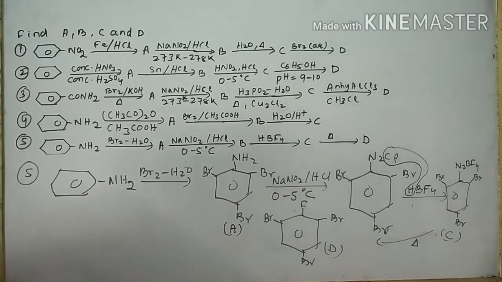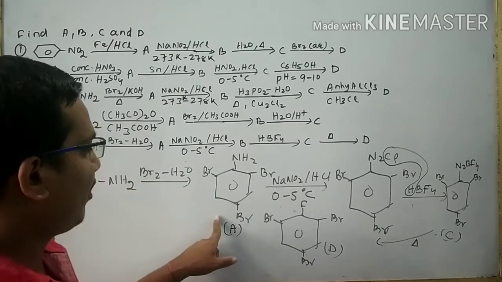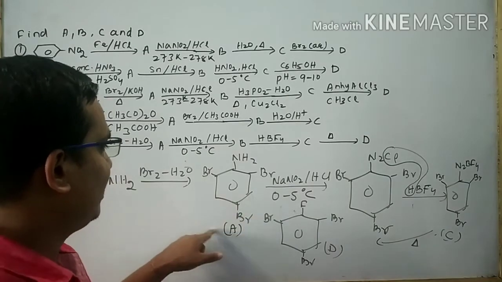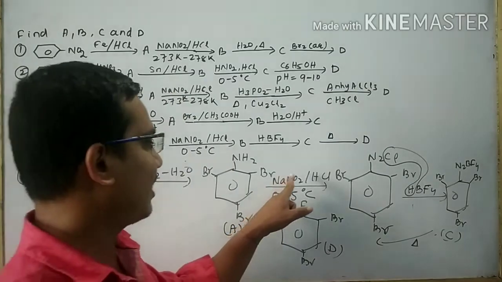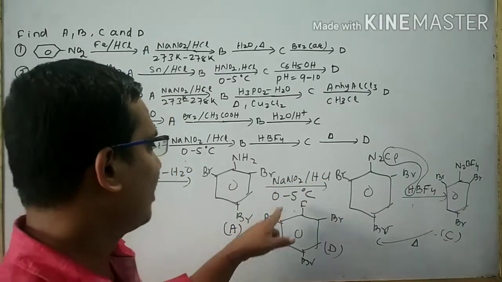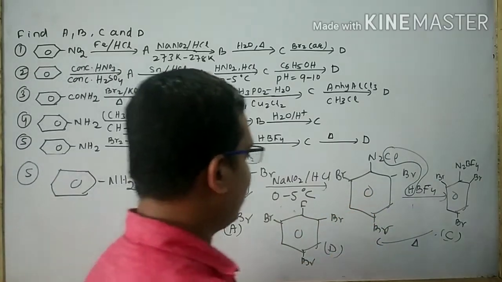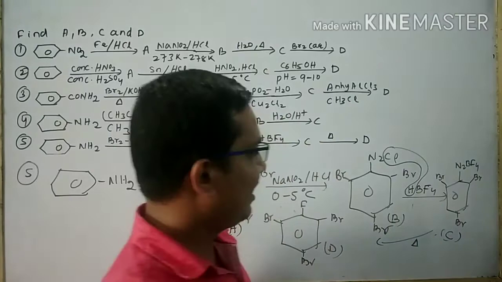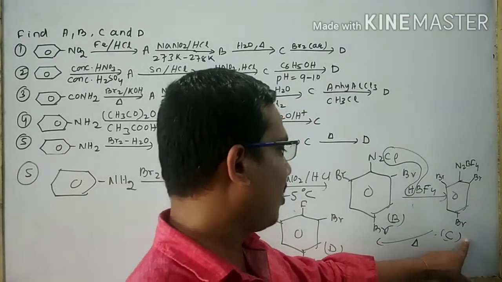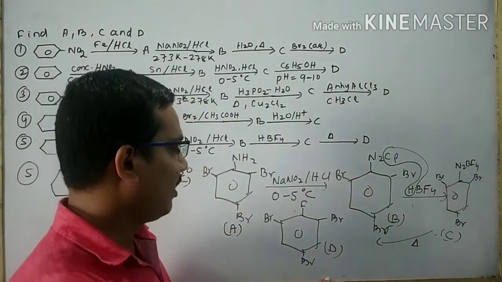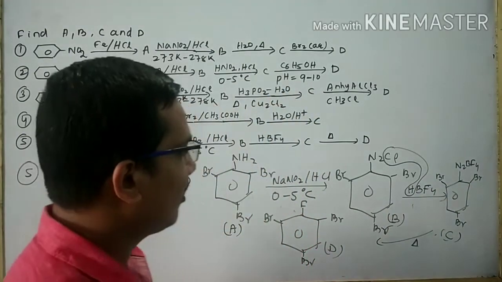Again I will repeat the answer. Aniline treated with aqueous bromine, then A product is formed. This is 2,4,6-tribromoaniline, and it is subjected to reaction with NaNO2 in the presence of HCl at 0 to 5 degrees centigrade. This product is formed, that is considered as your B, and B is treated with HBF4. Then C product is formed. C product under heating condition gives D product. There is loss of nitrogen molecule and BF3 molecule.